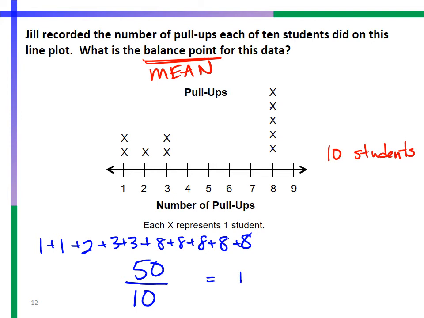That means my mean is 5 pull-ups. That's the adding way. You add them together and divide by the total number of students.